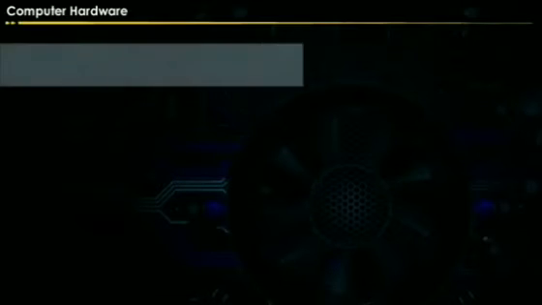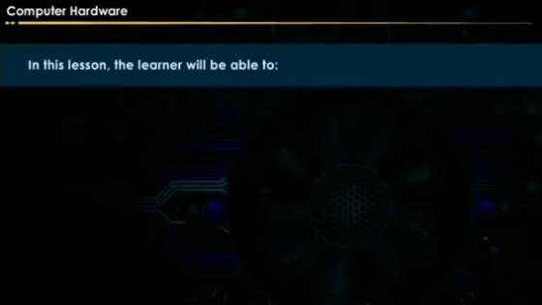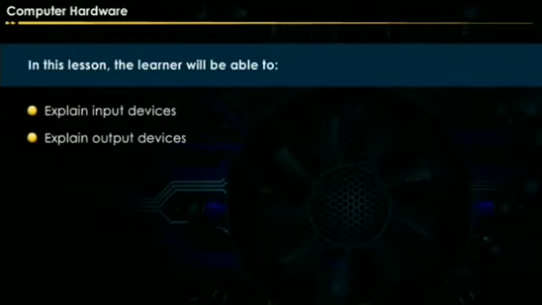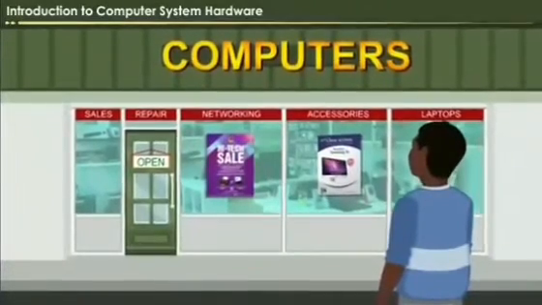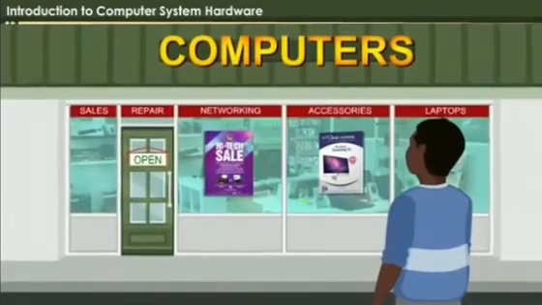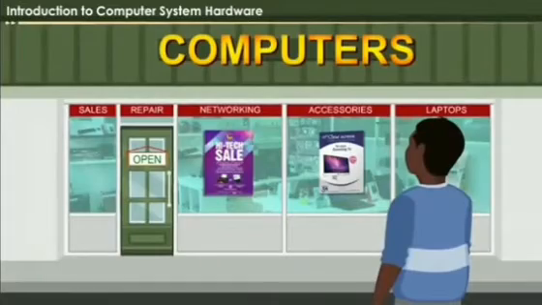Computer hardware. In this lesson, the learner will be able to explain input devices, explain output devices, and analyze the selection of computer components. A boy is taking a look at the computer shop. After glancing around the entire shop, he is going inside.